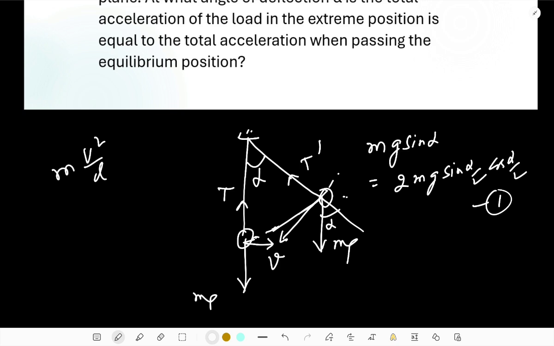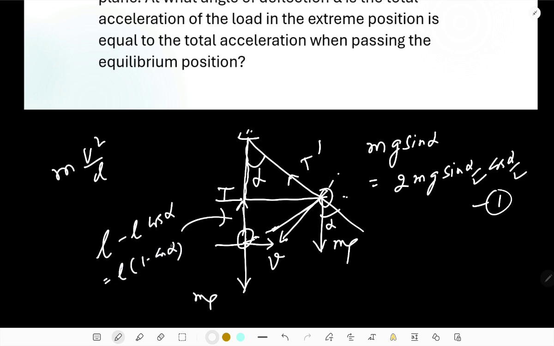And we will now relate the velocity when passing the equilibrium position and the extreme position. To do so, we need to use the law of conservation of mechanical energy. So I think this height is nothing but this is L cos alpha, and this total length is L, so this length is L minus L cos alpha, that is equal to L(1 minus cos alpha).